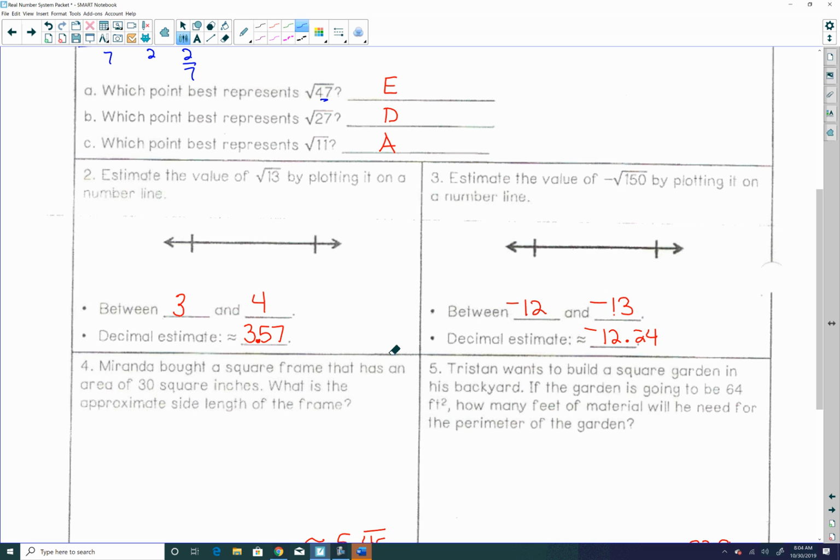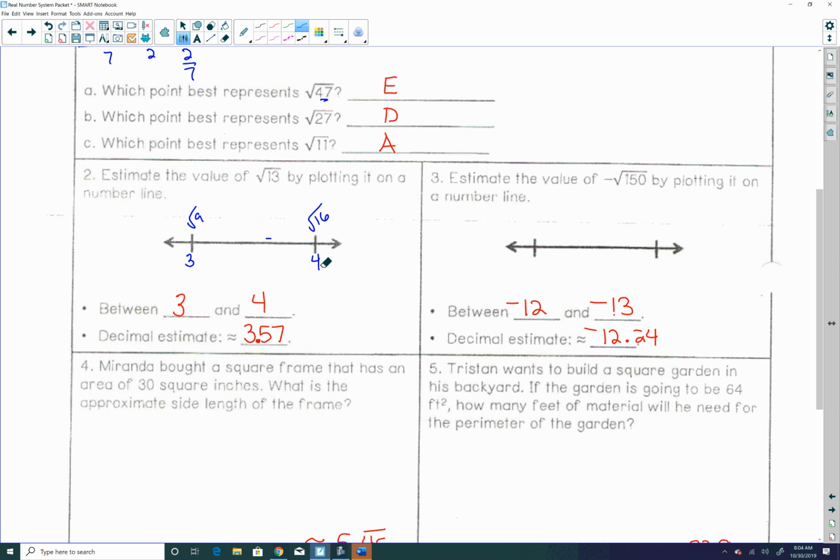Estimate the value of the square root of 13 by plotting it on a number line. So what you want to do is figure out the two perfect squares again. The square root of 9 and the square root of 16 is where the square root of 13 is going to fall between. So it's going to be between 3 and 4. So where on this number line?